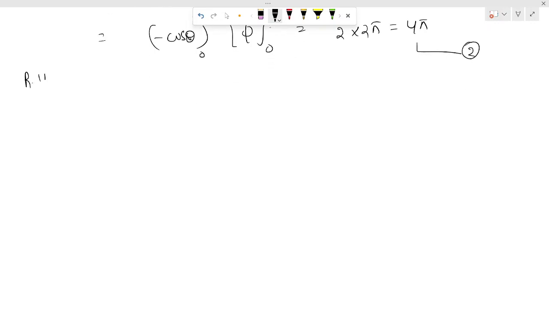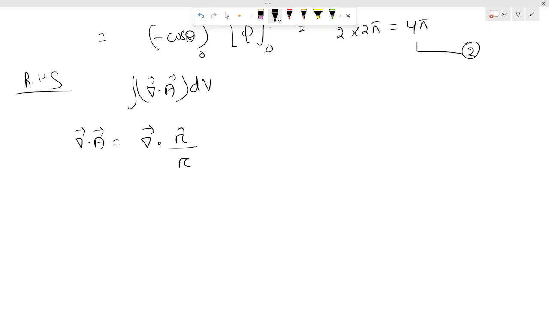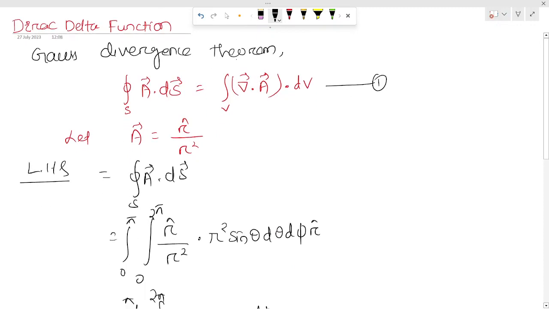Let's move to the RHS. What does it say? Del dot A into dV, isn't it? Del dot A into dV. So del dot A will become what? Put the value of your A vector, that is r cap upon r square.